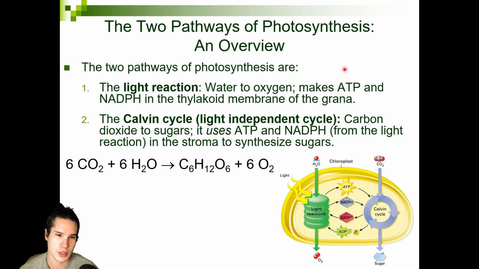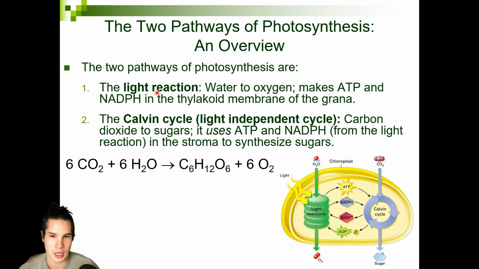The two pathways of photosynthesis are the light reaction and the light-independent cycle. During the light reaction, water is stripped of its electrons and donated to NADP, which then becomes NADPH, a very energy-rich, potential-energy-rich molecule, and ATP is also generated during the light reaction. And when water is broken down, or stripped of its electrons, oxygen is released as a byproduct. All of this is going to be happening in the thylakoid membrane of the chloroplast.